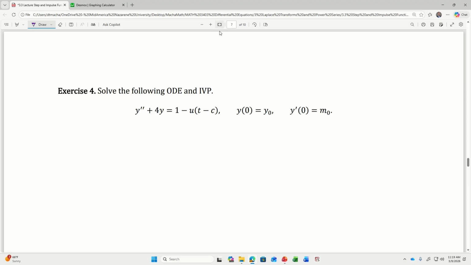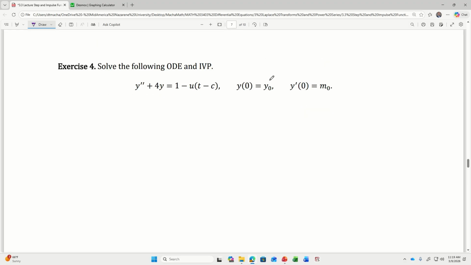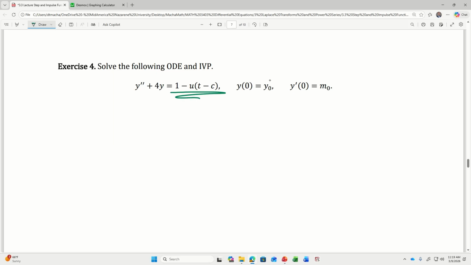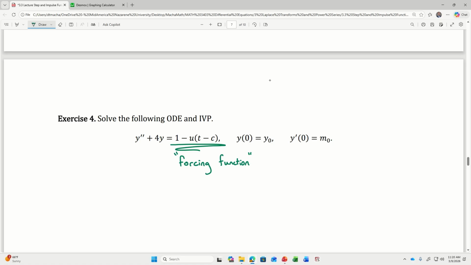So let's work an example of what it would look like to have a discontinuous non-homogeneous term. And sometimes in the sense of physical applications or engineering applications, we call the non-homogeneous term the forcing function. Because in physical systems like that spring mass system, this is imparting a force onto your system. And this function, 1 minus a step function, would look like this.